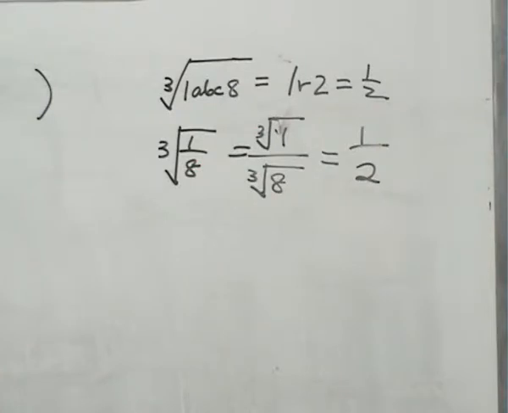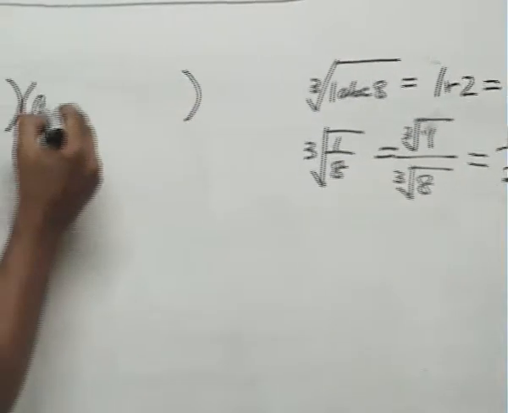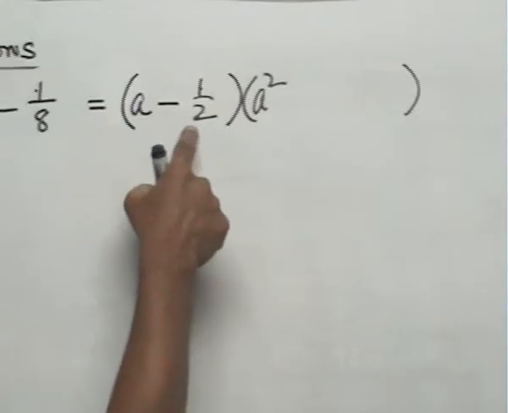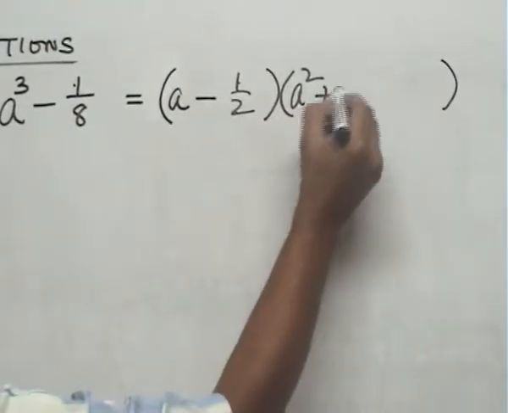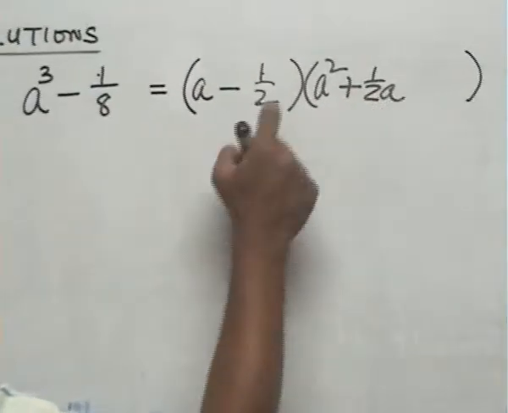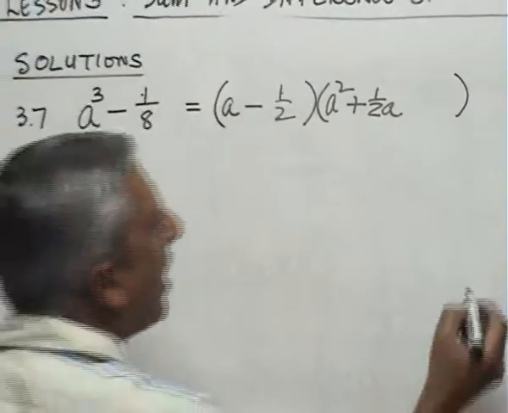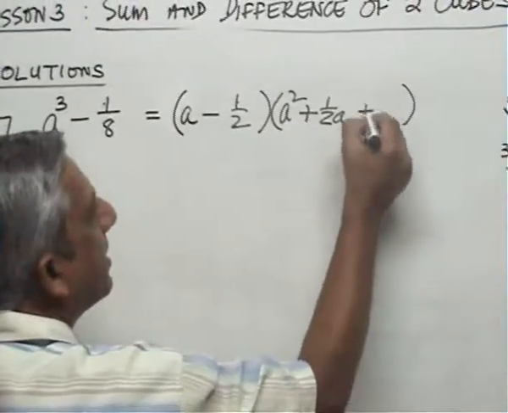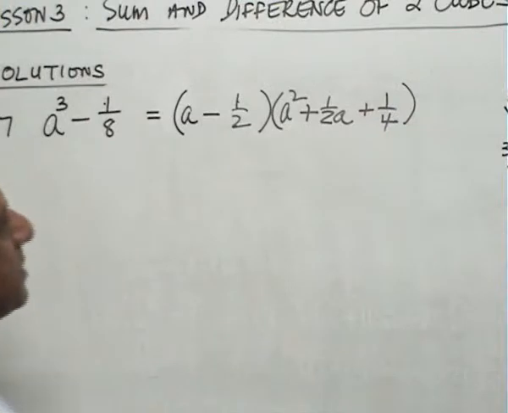Right. So, square that: a squared. Multiply, minus half a, change the sign, plus half a. Square half. Half times half is quarter.